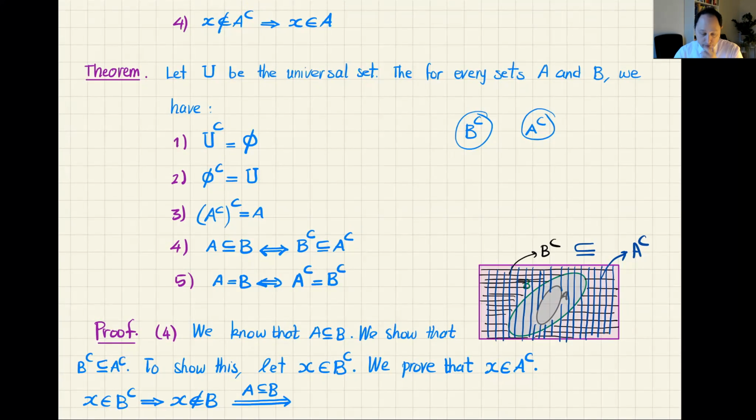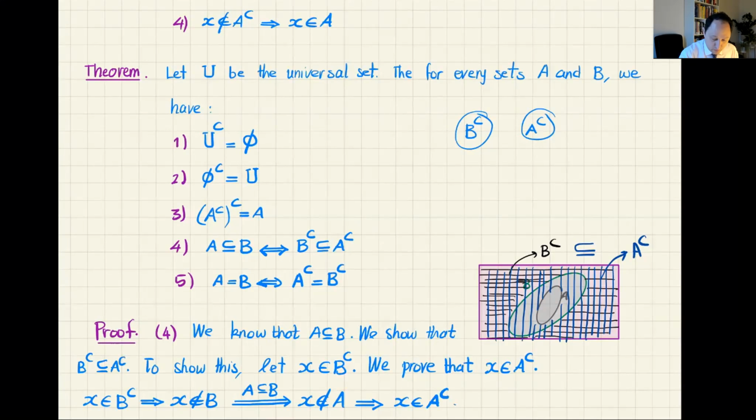A is a subset of B, but X is not in the bigger set. X does not belong to A either. So X doesn't belong to A. But if X doesn't belong to A, if I ask you where is X, what is the answer? X belongs to the complement. A complement. Exactly, thank you. So that is as simple as that.